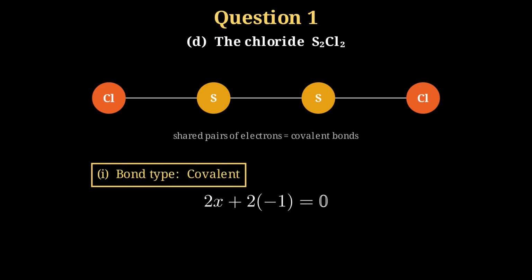Part 2, the oxidation number of sulfur. Let sulfur be x. Chlorine is always -1, and the molecule is neutral, so everything adds to 0. We have 2 sulfurs and 2 chlorines. 2x plus 2 times -1 equals 0. That gives 2x equals +2. Divide by 2 and x equals +1. So the oxidation number of sulfur in this chloride is +1.